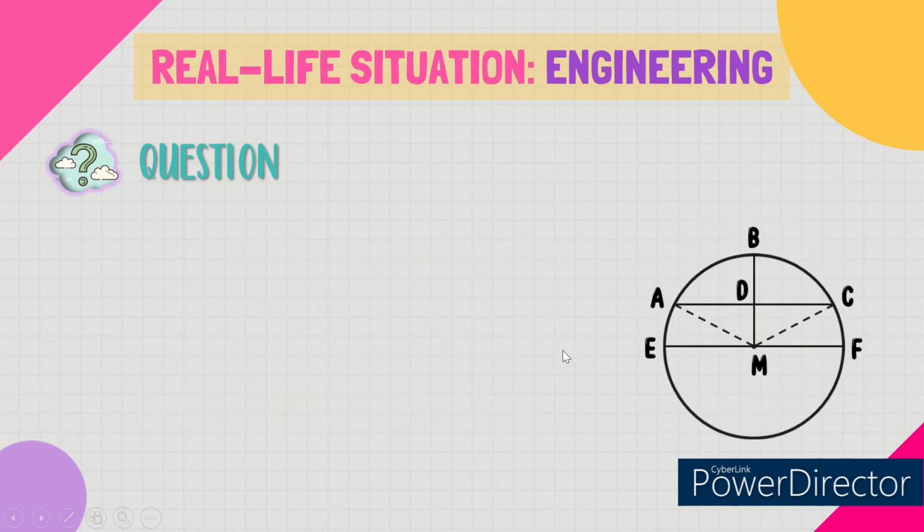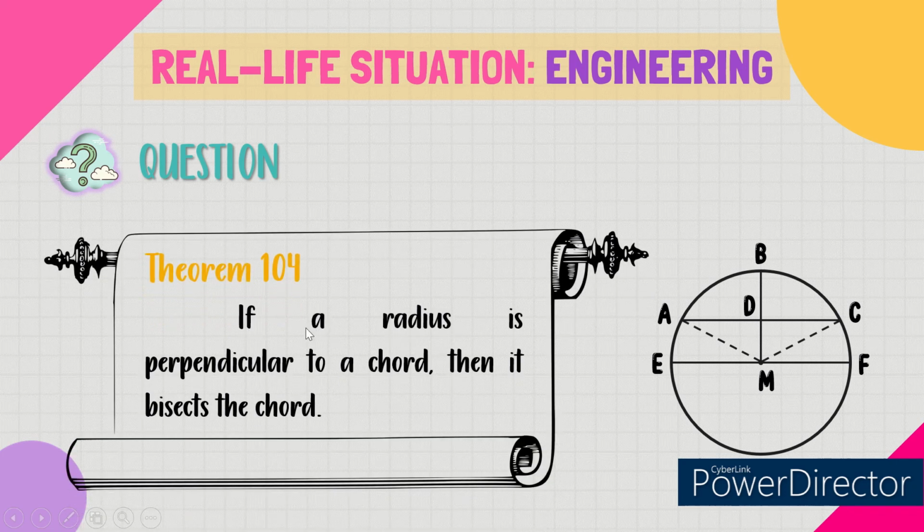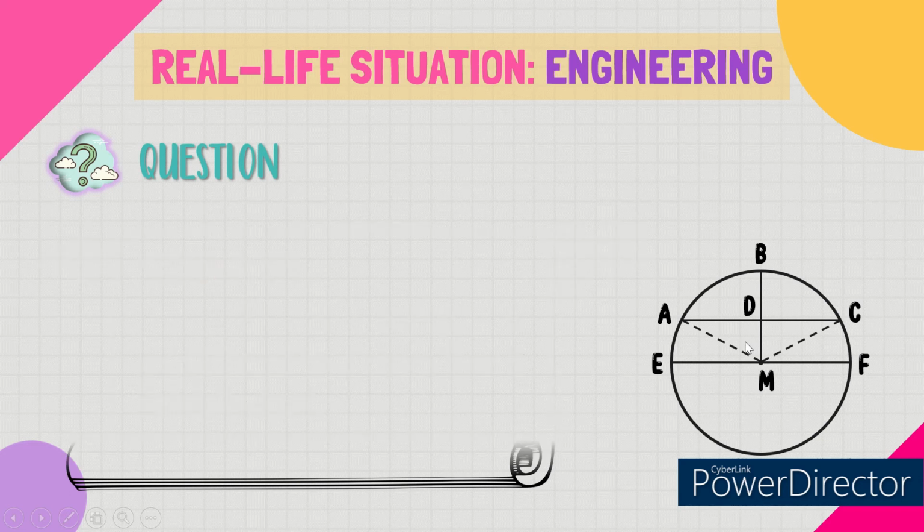Okay. So here we have Theorem 104, which says that if a radius is perpendicular to a chord, then it bisects the chord. When I say perpendicular, it means that two lines intersect or meet at exactly 90 degrees. So here we can see that the radius MB is perpendicular to this chord AC. So we will prove that it bisects the chord.